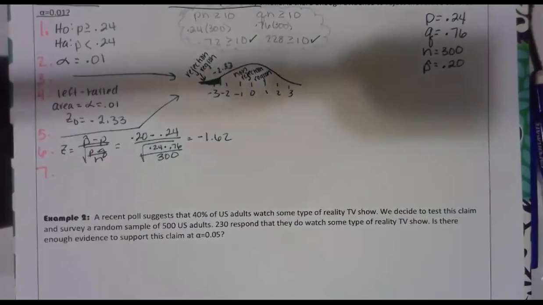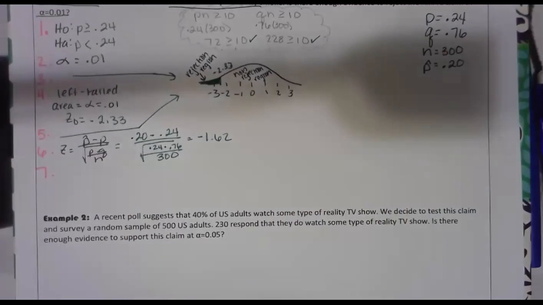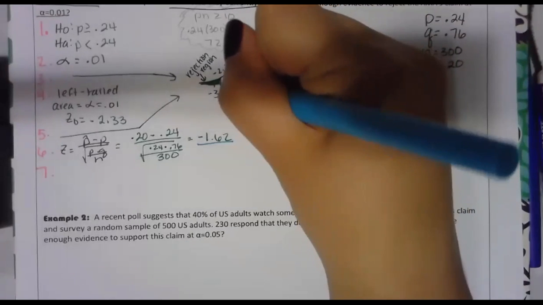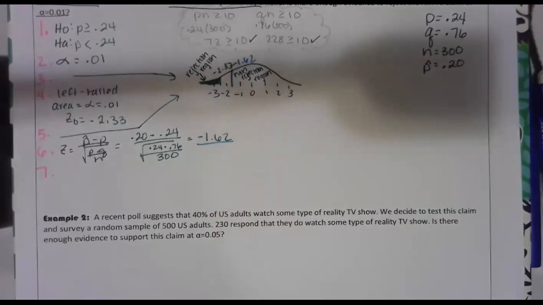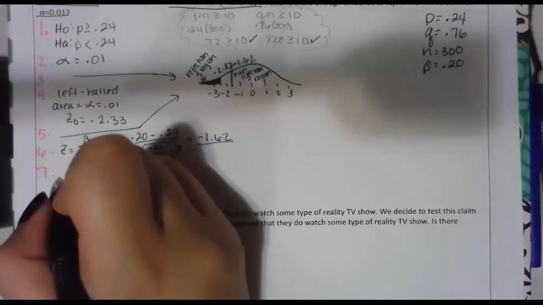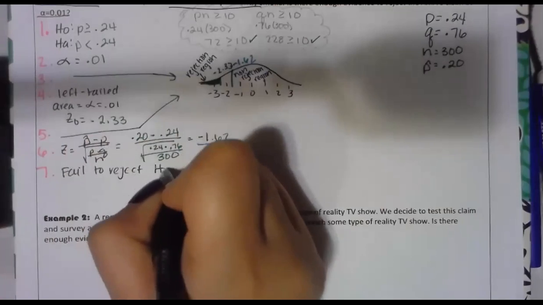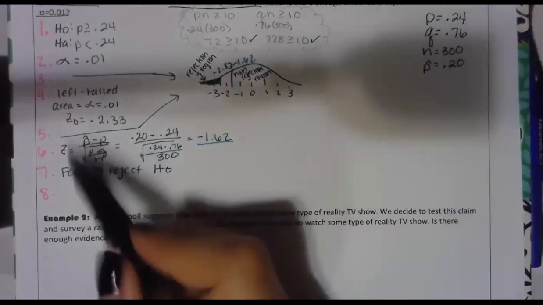So that says decide if you reject or you fail to reject it. So we're going to actually take negative 1.62 and we're going to figure out where in the world it lands on this graph. I'm going to underline this in blue and I'm going to come over here and it's actually going to fall right in here. As you can see, it fell in the non-rejection region. So our decision for number 7 is that if it's in the non-rejection, we are going to fail to reject the null hypothesis.